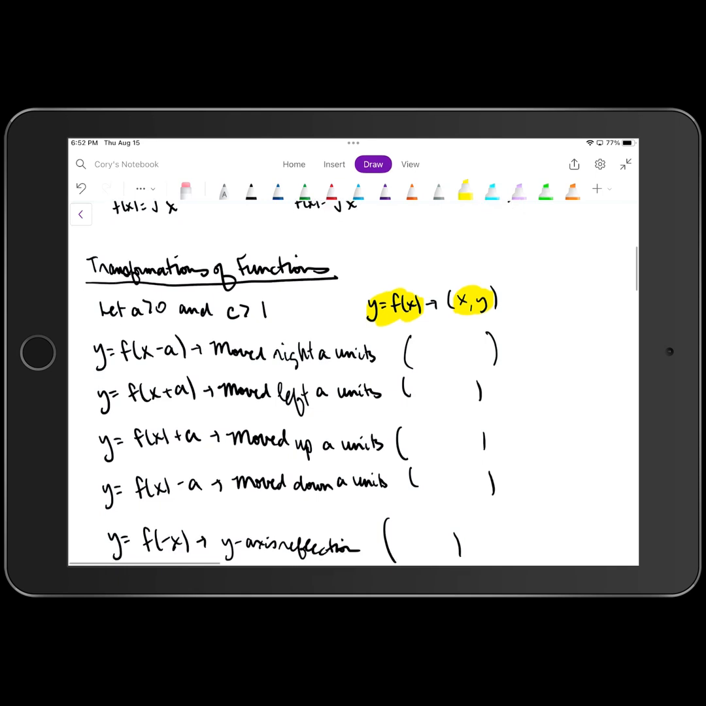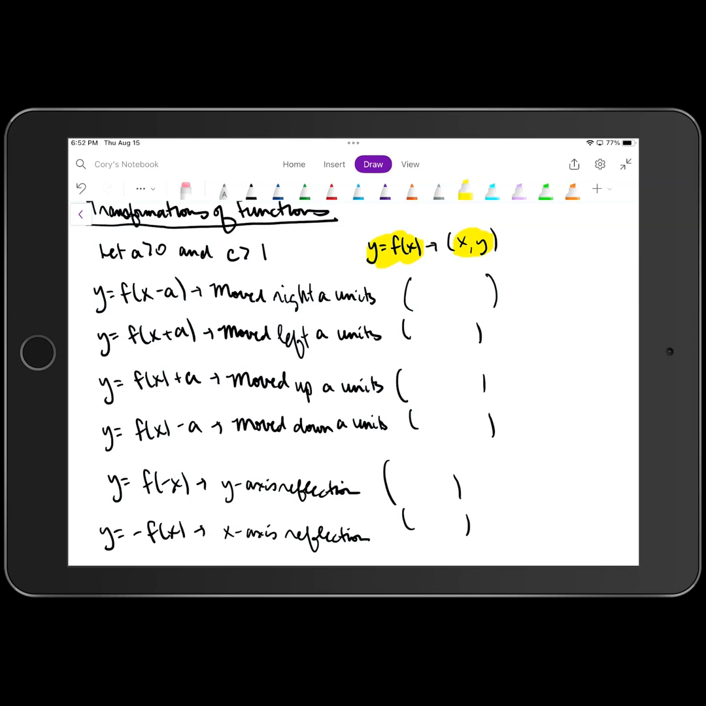Okay, so when we look at our first transformation, if we have y is equal to f of x minus a, so if we subtract a inside of the function, that is going to shift our graph to the right a units. If we shift our graph to the right a units, this point over here, x comma y, only the x coordinate is going to get affected. So our corresponding point, if we move our graph a units to the right, is going to be the ordered pair x plus a comma y.